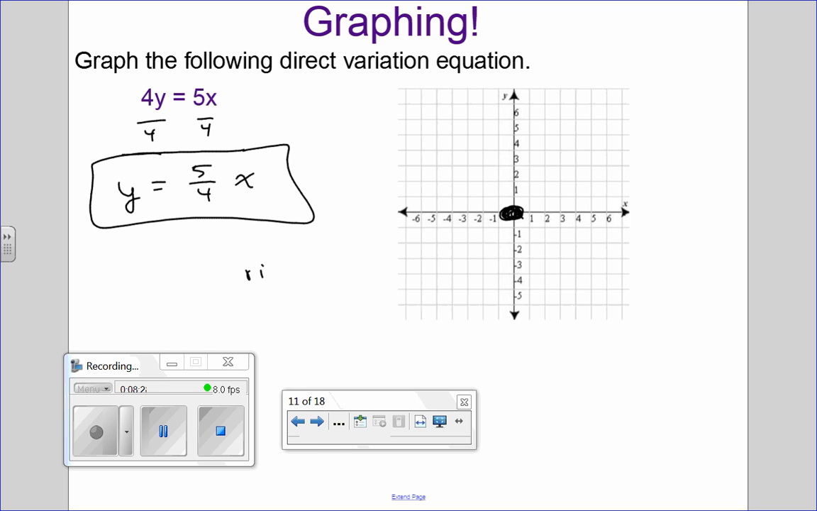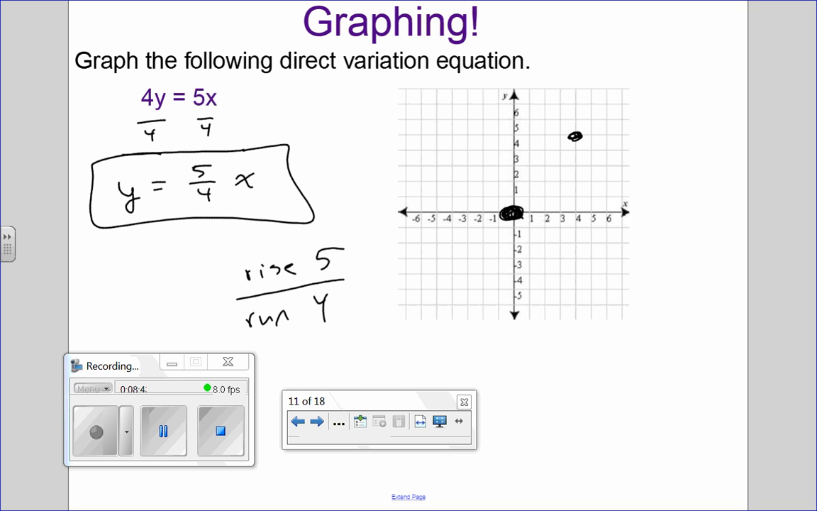Rise 5, so that's obviously up. But do we want to run 4 to the right or 4 to the left? Right. To the right, because it's a positive slope. 1, 2, 3, 4, 5. 1, 2, 3, 4. Puff, puff, positive.